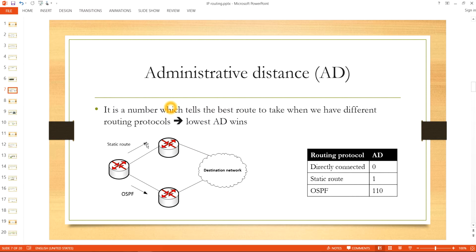So it means that, for example, in this kind of network, the router is going to send the packet along the static route because it has the best administrative distance, which is the smaller one. So this is it, the main concepts of IP routing. In the next lesson, we are going to discuss how to implement static routes on our network and how to test them. So see you there.